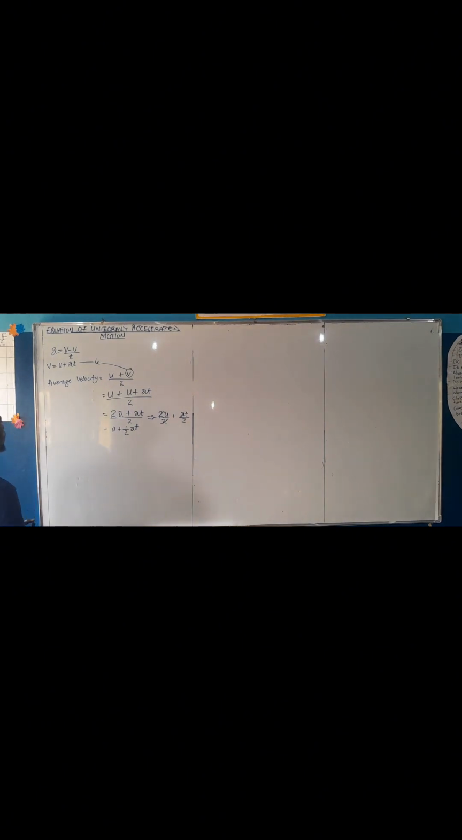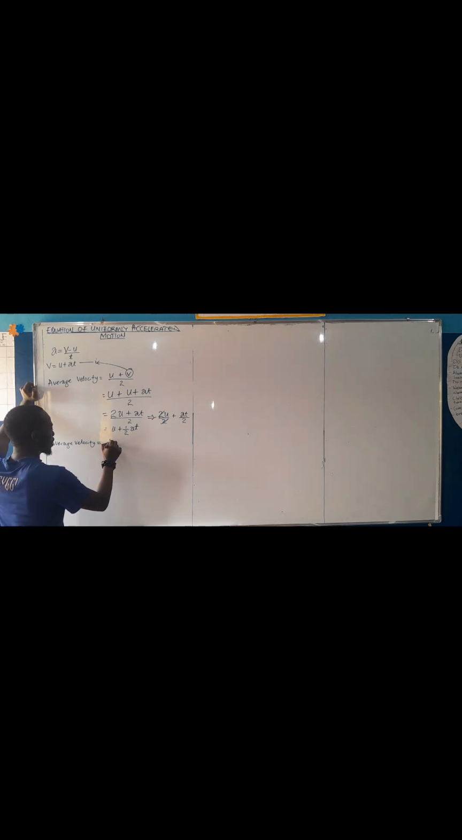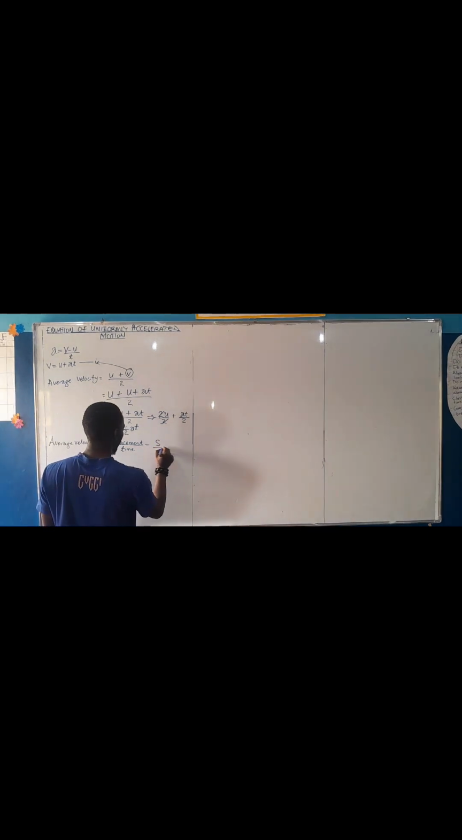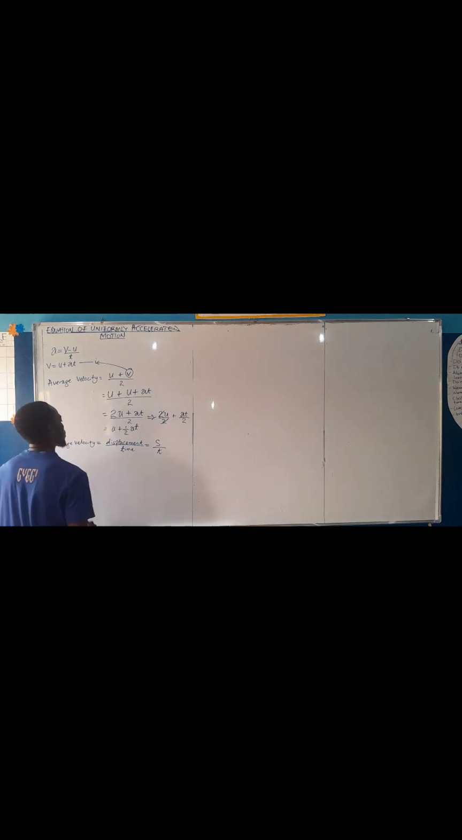That's not all. Now, we also have another formula for average velocity. So average velocity. What is the formula for velocity? Like the standard velocity, the one we know. It's actually displacement over time. So let's call displacement s over time. Let's call it t.